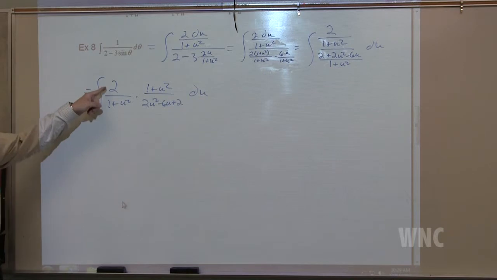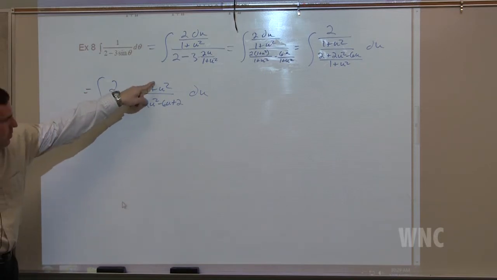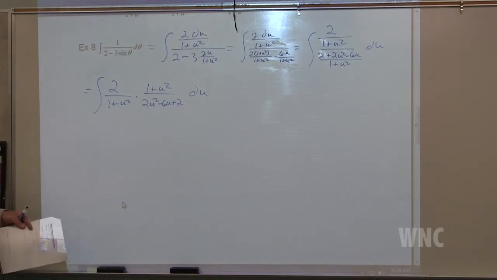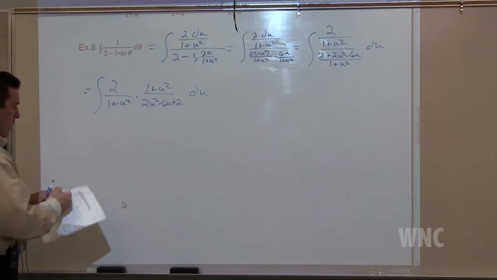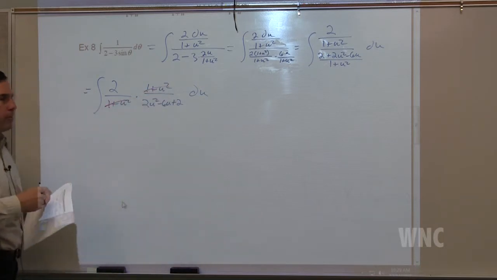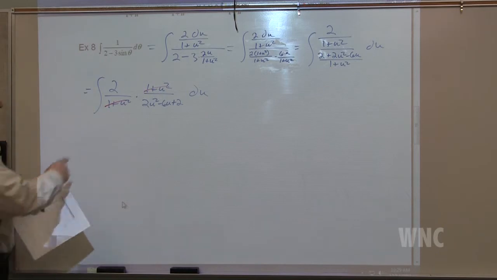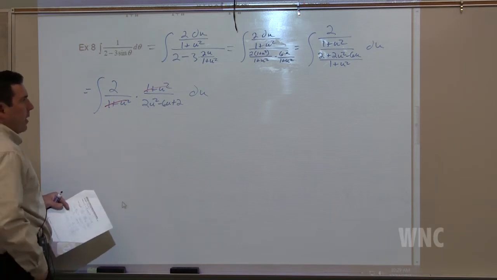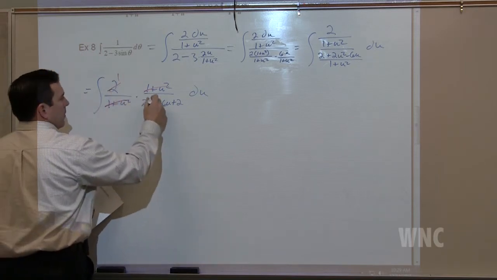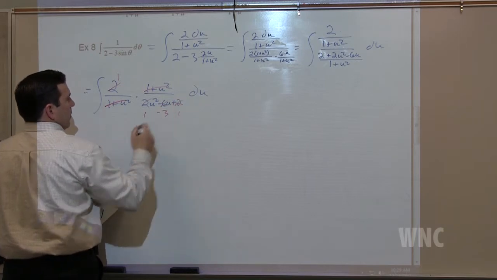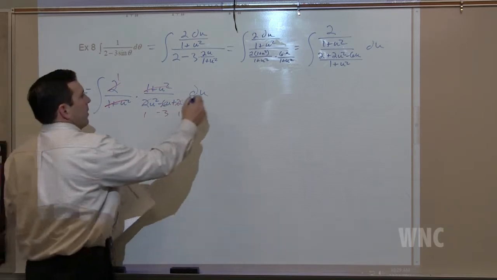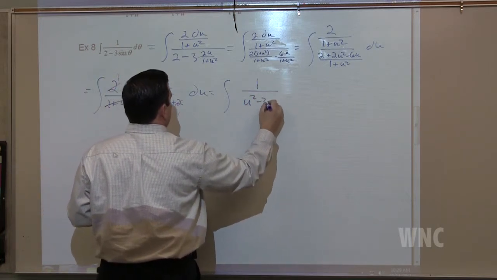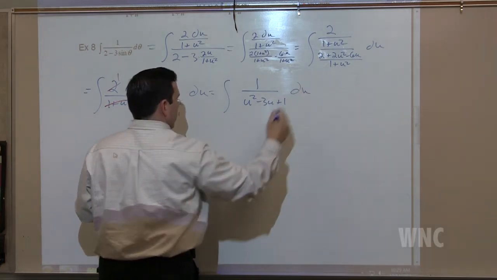Okay, so I have 2 over 1 plus u squared times 1 plus u squared over 2u squared minus 6u plus 2. And found a red pen, so here we go. 1 plus u squared to divide out. I notice here I have the 2 up on top, and these are all multiples of 2, so I'm going to divide that out as well. And we end up with the integral of 1 over u squared minus 3u plus 1 du.